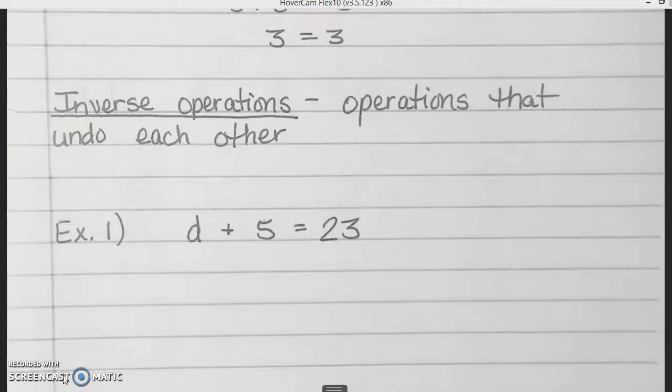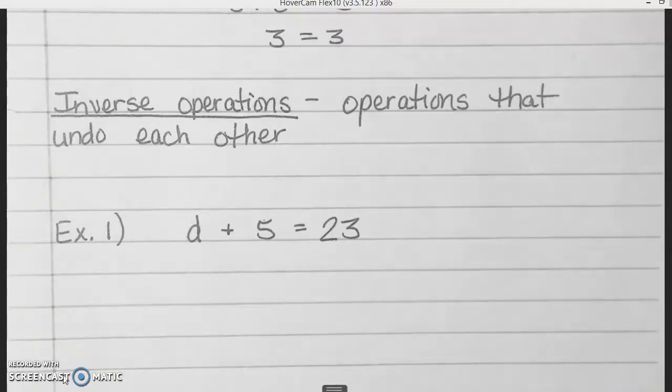So let's look at example 1. Go ahead and write this down. Example 1, D plus 5 equals 23. Now, the inverse operations? Yeah, write down the inverse operations. You need to know that.